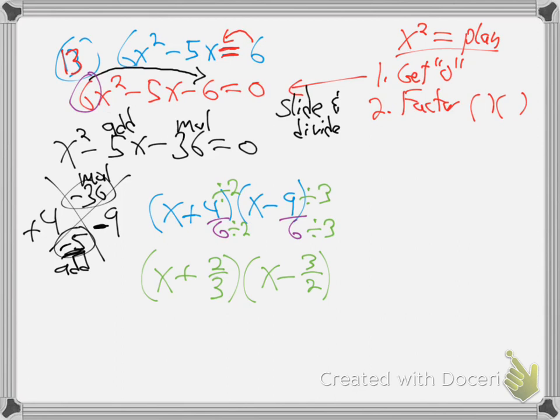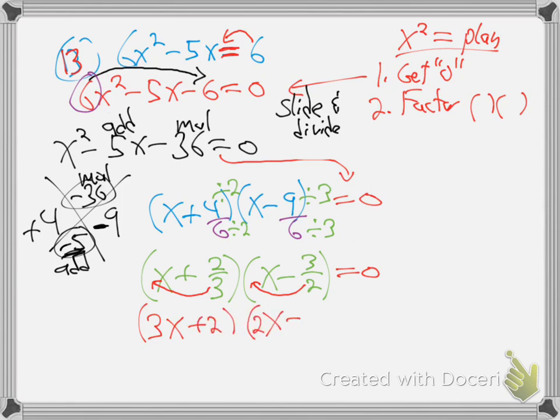I'm kind of losing that. Equals 0. I really should have put it right here too. Being a little lazy. Okay, now, last thing, you got to slide this back. 3x plus 2, 2x minus 3. All right, all that's the factoring.